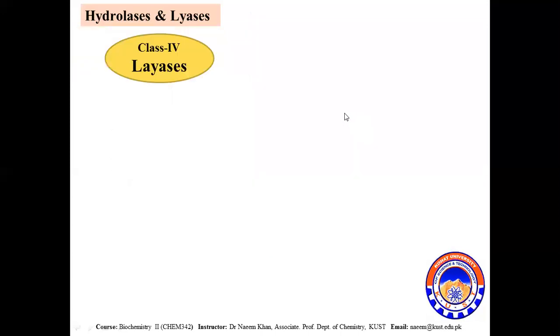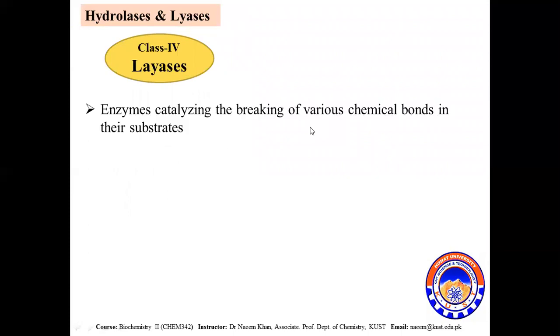Now coming to class 4, which is lyases. Lyase enzymes are those enzymes which catalyze the breaking of various chemical bonds in their substrate. Remember, the same thing was also done by the hydrolases. The lyase enzymes also cause the splitting of chemical bonds in their substrate. But the difference is they follow a mechanism other than hydrolysis or oxidation, because hydrolysis is followed by hydrolases and oxidation is followed by the oxidoreductases.